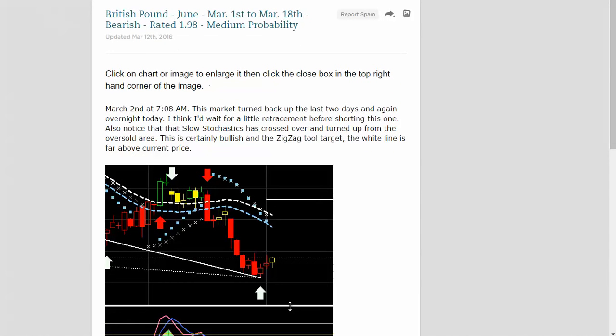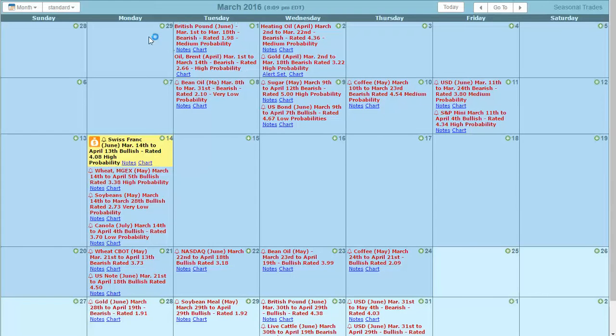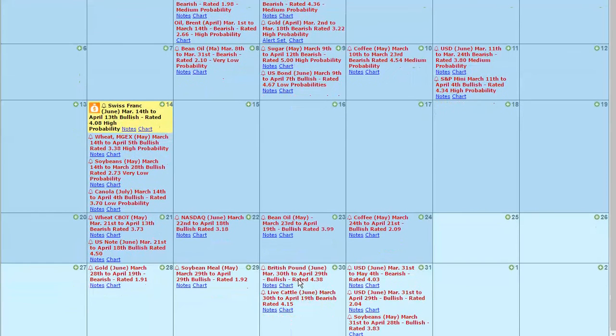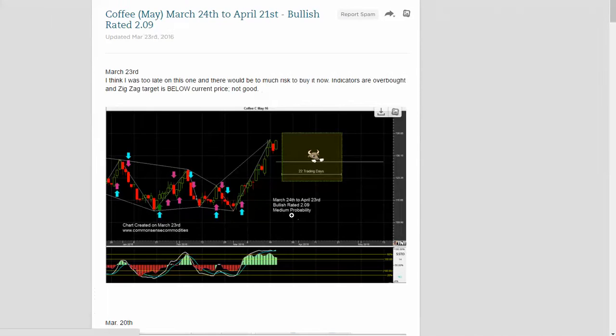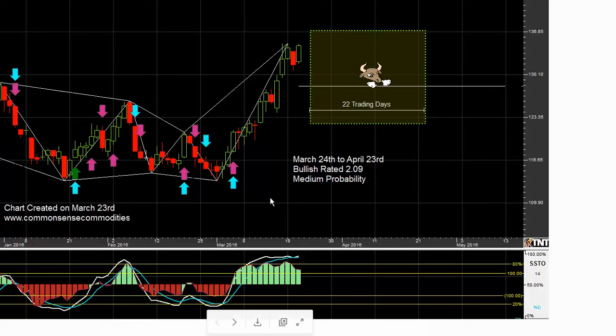All right, I'm going to close this and we'll go back to the calendar here. You can also see notes that I put in. Also, here's coffee as an example on the 24th. You can go in and look at that seasonal trade. You can click on it. There's the trade, bullish during this period of time. You can already see that that market has been going up. I made a note on that.